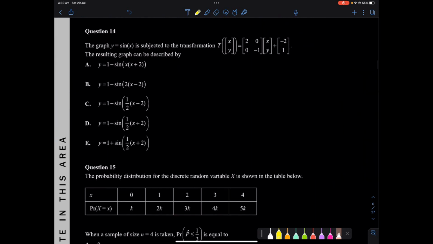The graph of y equals sine x is subjected to the transformation there. The resulting graph can be described as... Okay, let's expand this matrix. So it'll be x dash equals 2x minus 2. y dash is negative y plus 1. So let's solve for x here. So it'll be x dash plus 2 over 2 equals x. And here we would have y equals 1 minus y dash.